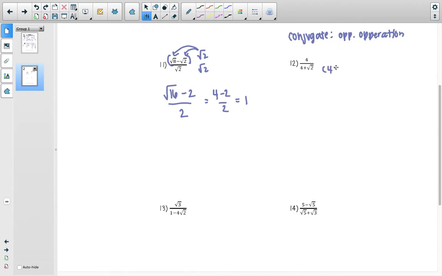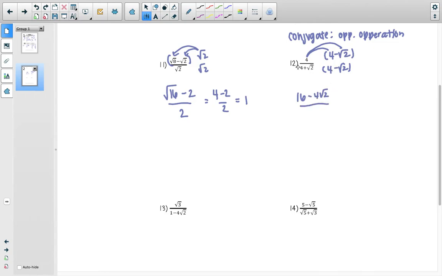So number 12, binomial, 2 terms. We're going to multiply the top and the bottom by the conjugate, and the conjugate is 4 minus the square root of 2 because it's opposite operation. Okay. And the thing we have also talked about is how this can be easier, but let's do the top first. So 4 times 4, 16. 4 and the square root of 2 can't combine, and this is the inside of a square root, this is the outside. So 4 square root of 2.